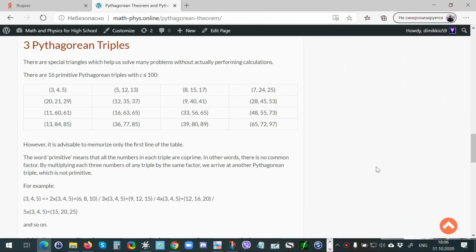Hello everybody again, and in this last part of this lesson, we speak about Pythagorean triples and we see how they can be useful in real problems. First of all, let me remind you what they are. They are special triangles, actually the lengths of the sides of special right triangles, which are very easy to calculate.